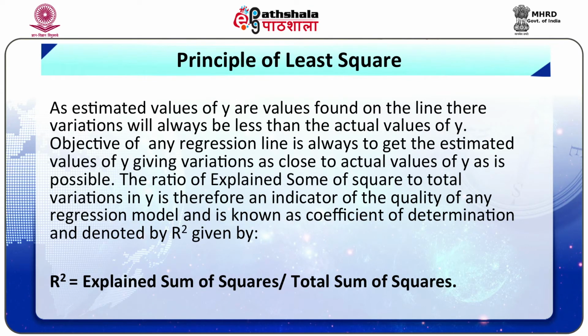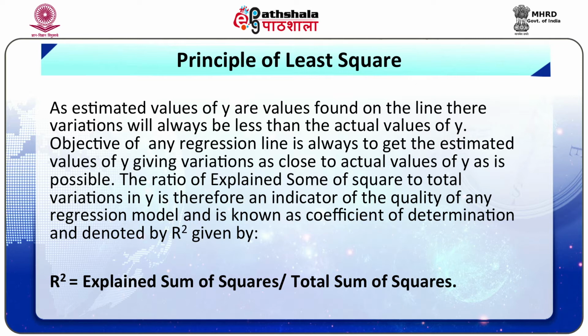As estimated values of y are values found on the line, their variations will always be less than those of the actual values of y. The objective of any regression line is always to get the estimated values of y, giving variations as close to the actual values of y as possible.